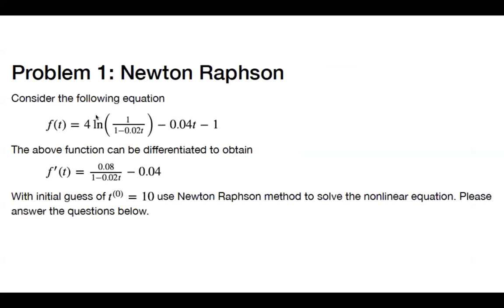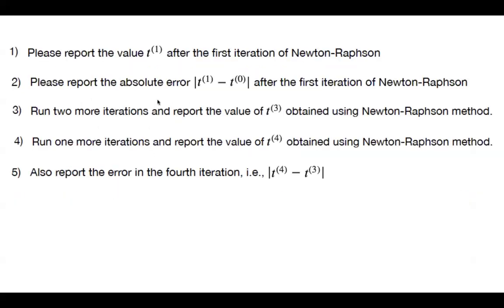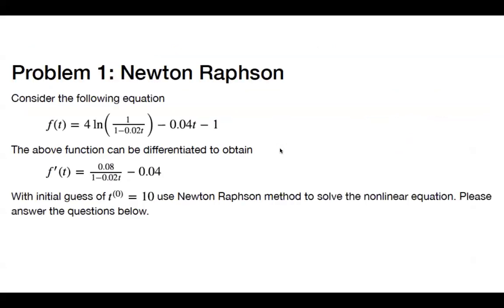So this is a Newton-Raphson problem. You can read the problem again, but what you need to answer is, after the first iteration, what is the value of the variable, and in the first iteration, what is the error. You have to repeat the same for the third and fourth iterations. So you have to run this Newton-Raphson for almost 5 iterations and tell me the value of the variable and the error for each iteration. This is what is intended to be found.